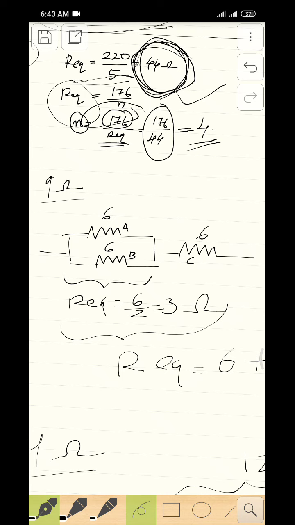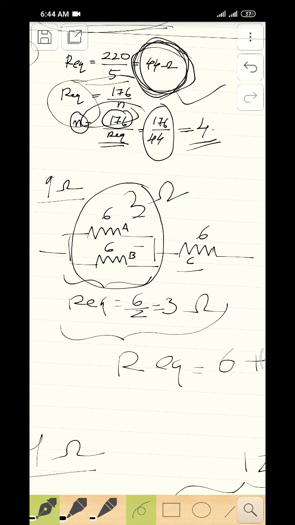So here A, B, C, 3 resistors are there. A and B are connected in parallel, and with that combination you have connected another, the 6 ohm C, in series. First of all, the R equivalent for A and B: both the resistors are 6. So if you are connecting 2 resistors of resistance 6 ohm in parallel, then the equivalent resistance will be equal to 6 divided by 2, that is 3. Now the equivalent resistance of A and B is 3 ohm.